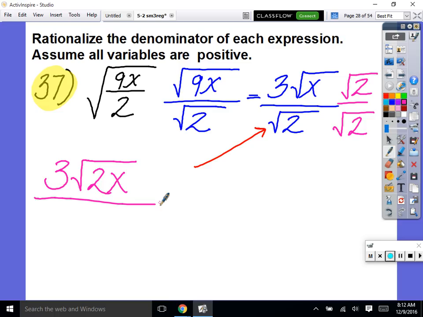And then on bottom, we'll have the square root of 2 squared, which is 2. So now you would just look and say, now that's my final answer. Does anything more simplify? Does 3 and 2 simplify? No, right? They don't divide out. And you can't divide something that's under a radical with something that's not. So this would be my final answer.